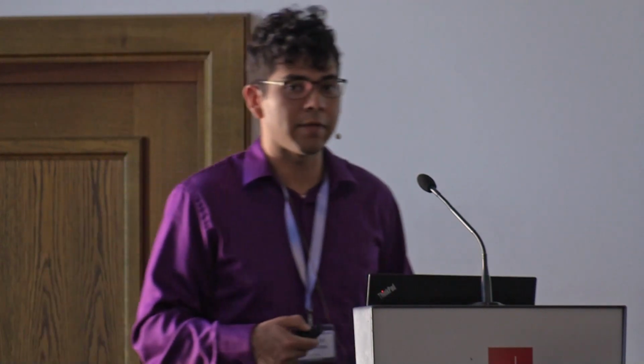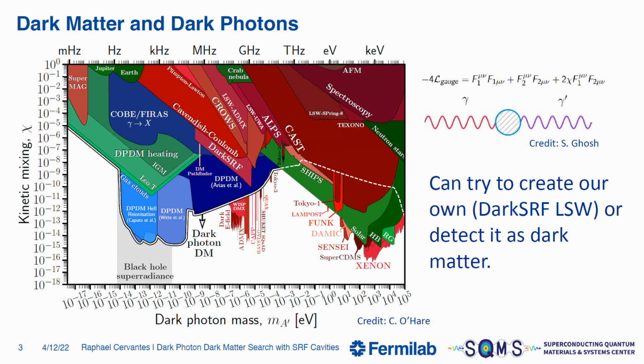There are a few ways we can look for dark photons. One way is to try to create our own dark photons in the lab. One prominent example of this is light shining through wall experiments. An example of a light shining through wall experiment that we did at Fermilab is the Dark SRF experiment, and here are the experimental exclusions for that. But you could also assume that dark photons make up all of dark matter, and you can look for it as dark matter.